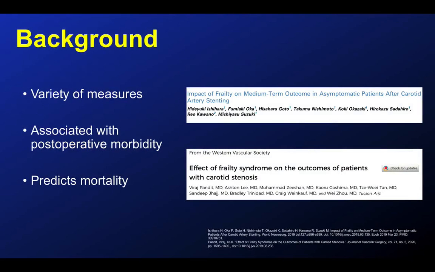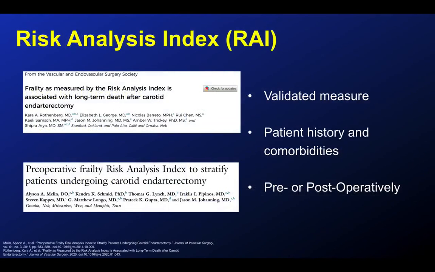Frailty is one patient factor that's distinct from age and comorbidities that's garnering attention in the surgical literature. It can be measured in a variety of ways and has been associated with poor postoperative outcomes in many different specialties, including vascular surgery and specifically patients undergoing carotid endarterectomy. The Risk Analysis Index, or RAI, is one validated measure of frailty that's been used to predict postoperative outcomes in many different types of surgical patients.